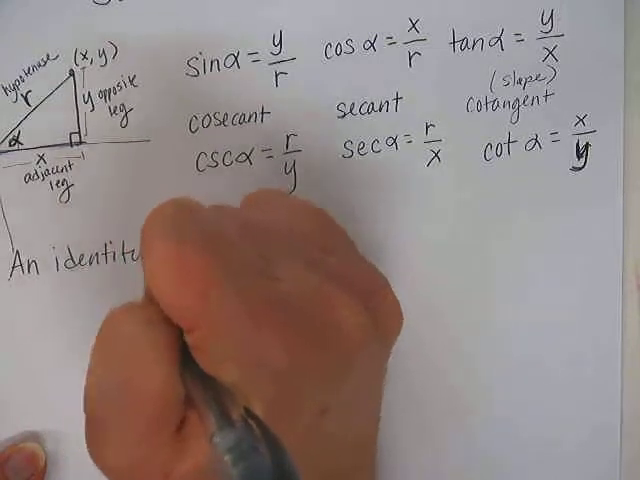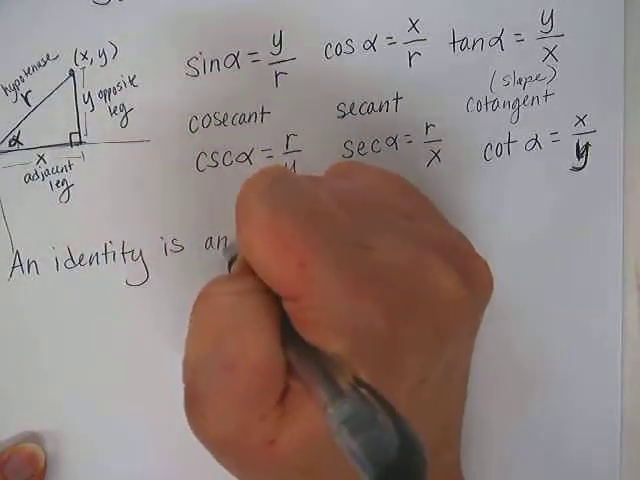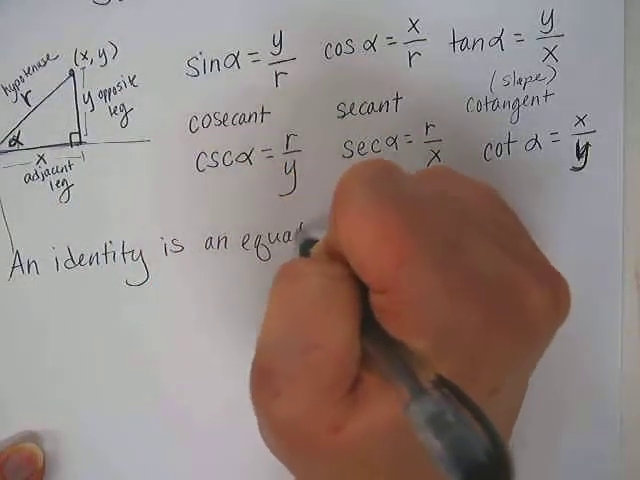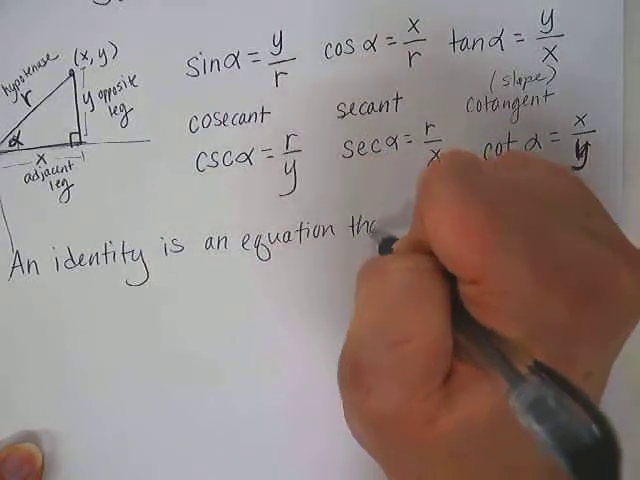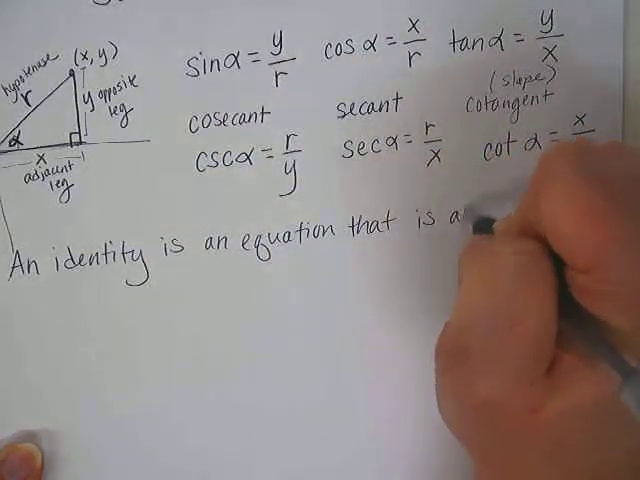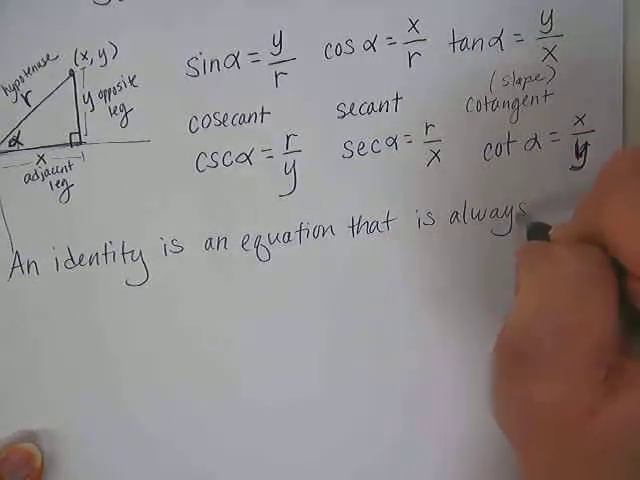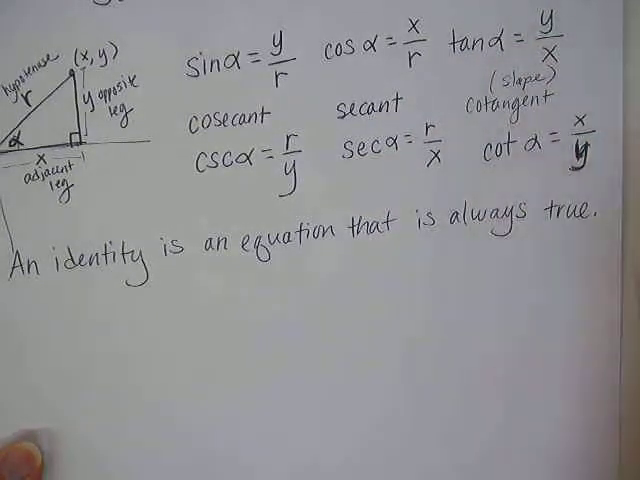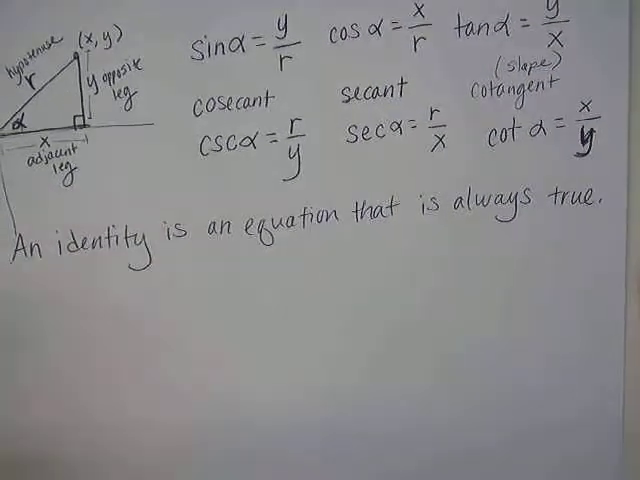Identity is an equation that is always true. An identity is an equation that is always true for any values.